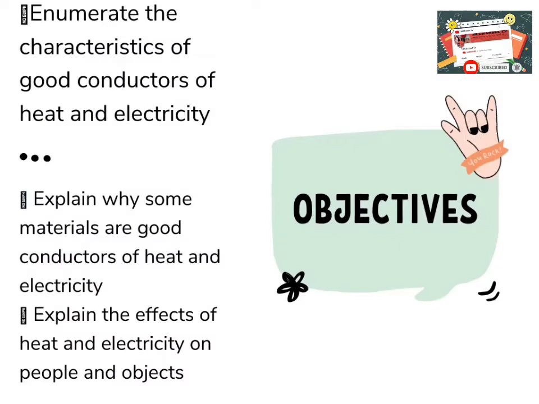For our objectives, at the end of this module, you are expected to: 1. Enumerate the characteristics of good conductors of heat and electricity. 2. Explain why some materials are good conductors of heat and electricity. 3. Explain the effects of heat and electricity on people and objects.